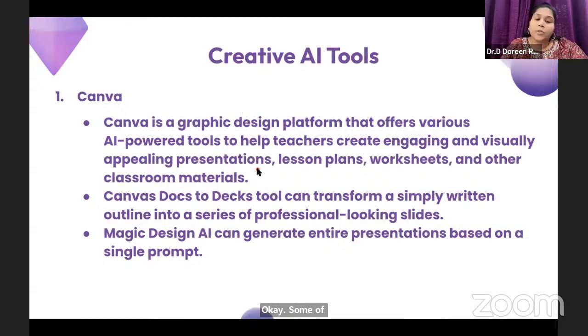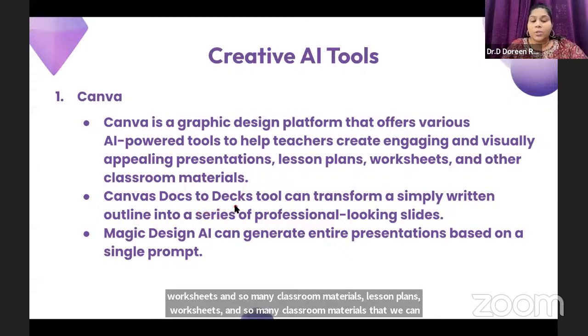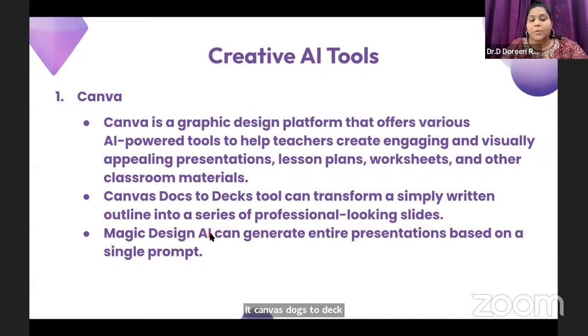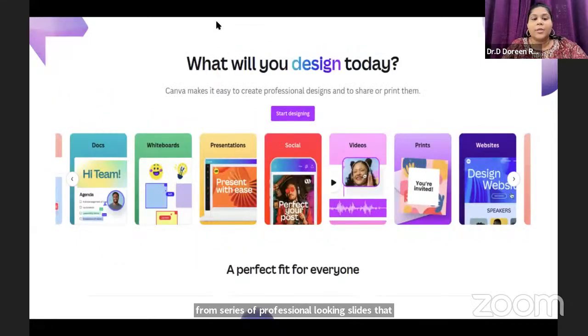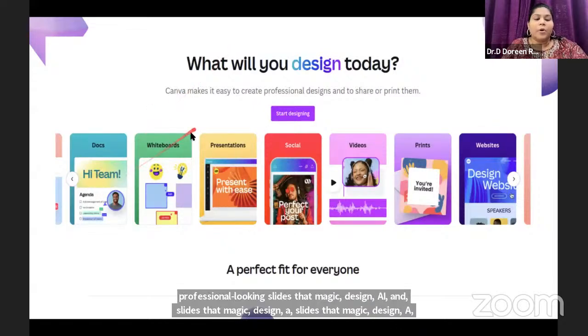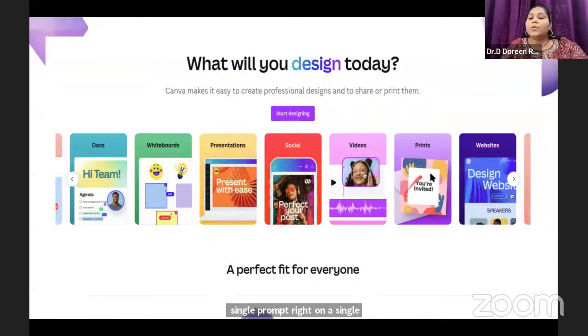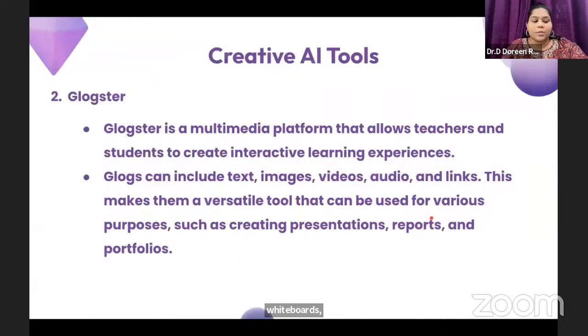It's an AI powered tool to help teachers create engaging and visually appealing presentations, lesson plans, worksheets, and so many classroom materials that you can use. Canva's Docs to Deck tool can simply turn outlines into a series of professional looking slides. Magic Design AI generates an entire presentation from a single prompt, right? On a single prompt. Most of you have used it. So you have docs, whiteboards, presentations, social, videos, you can print it out, and so much more.